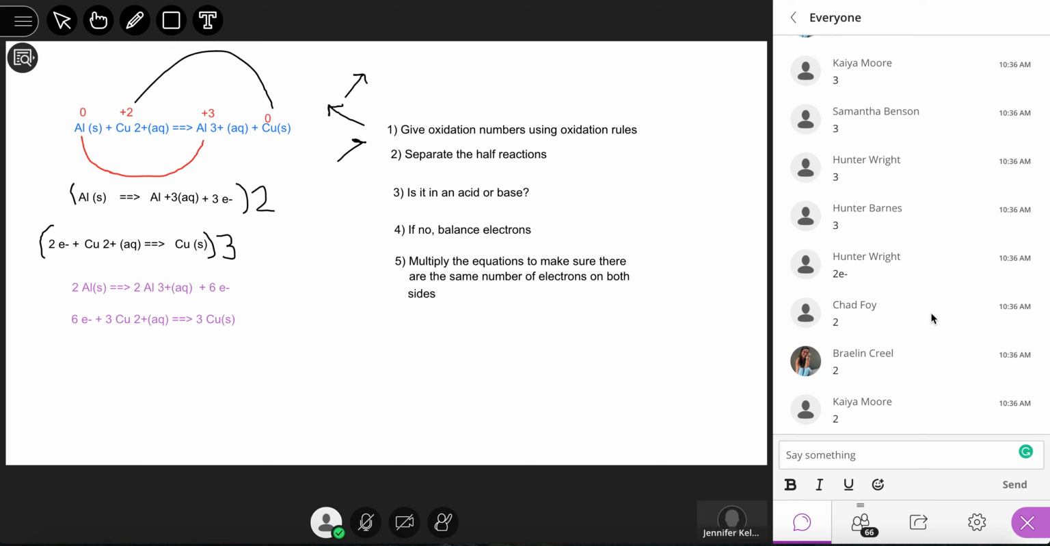All right. And then you want to make sure you have the same number of aluminums on both sides and the same number of coppers on both sides and so forth. I have 2 aluminum on the left. I have 2 aluminum on the right. I have 3 copper on the left. I have 3 copper on the right. So I'm good. The next step is to add them together. That's a good question. All right. So the one that's oxidized lost electrons.